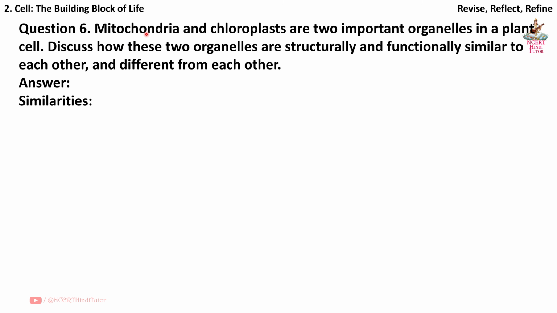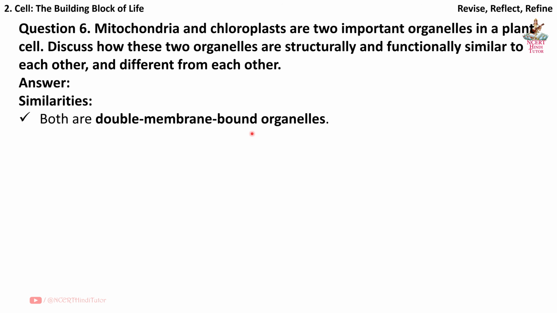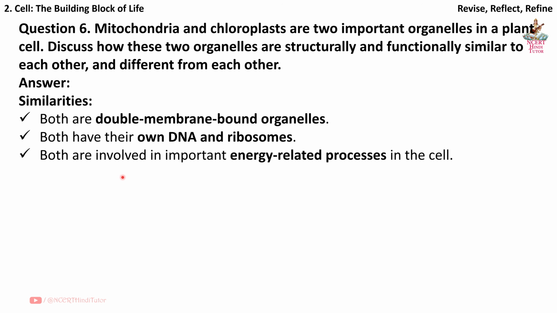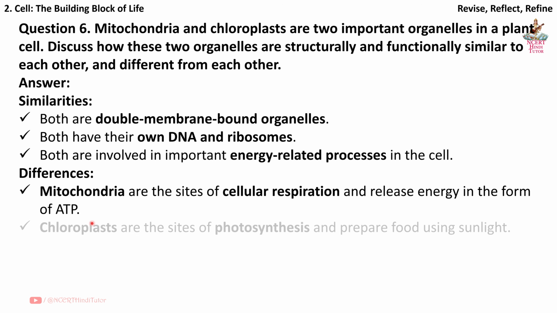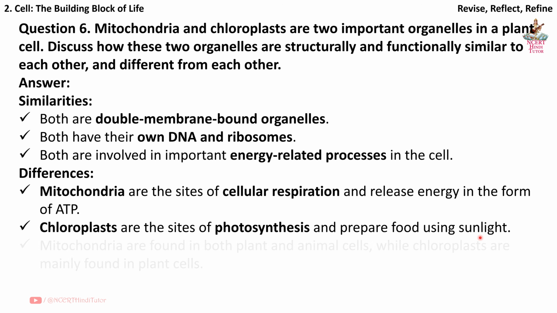Question 6. Mitochondria and chloroplast are two important organelles in a plant cell. Discuss how these two organelles are structurally and functionally similar to each other and different from each other. Answer. Similarities: both are double membrane bound organelles, both have their own DNA and ribosomes, both are involved in important energy related processes in the cell. Differences: mitochondria are the sites of cellular respiration and release energy in the form of ATP. Chloroplasts are the sites of photosynthesis and prepare food using sunlight.